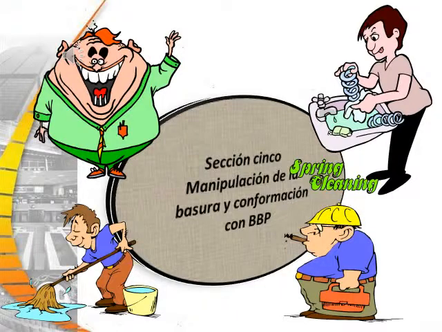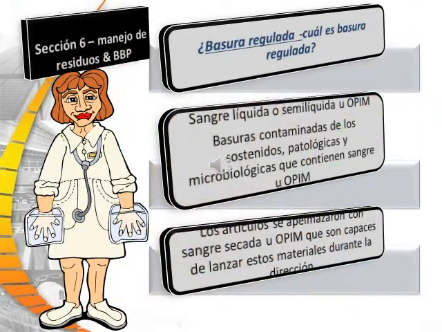Section 5. Handling waste and complying with the Blood-Borne Pathogens Standard. Regulated waste. What it is. Liquid or semi-liquid blood or OPIM, contaminated sharps, pathological or microbiological waste containing blood or OPIM, and items caked with dry blood or OPIM that are capable of releasing these materials during handling.